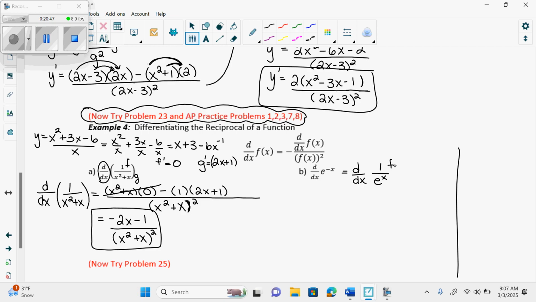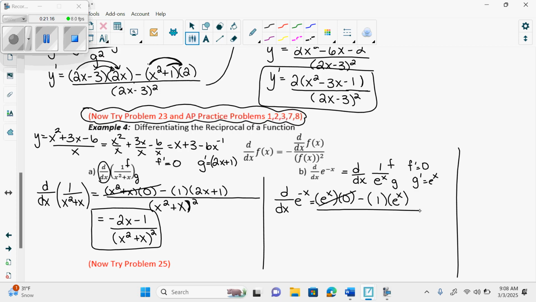So this is f, this is g, f prime is 0, g prime is e to the x. So we get d over dx, e to the negative x. So we get g, which is e to the x, times f prime, which is 0, so that's gone, minus f, which is 1, times g prime, which is e to the x, all over e to the x squared. So we get negative e to the x over e to the x squared.